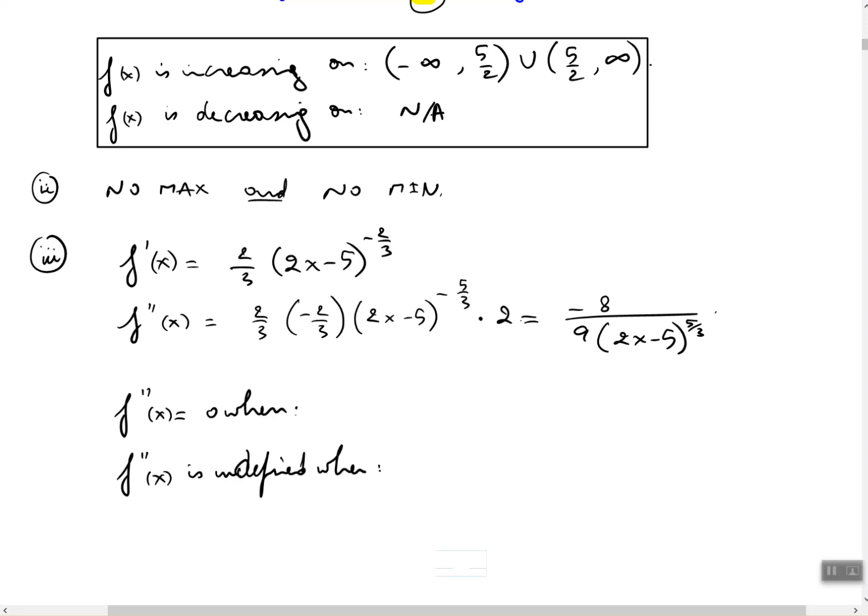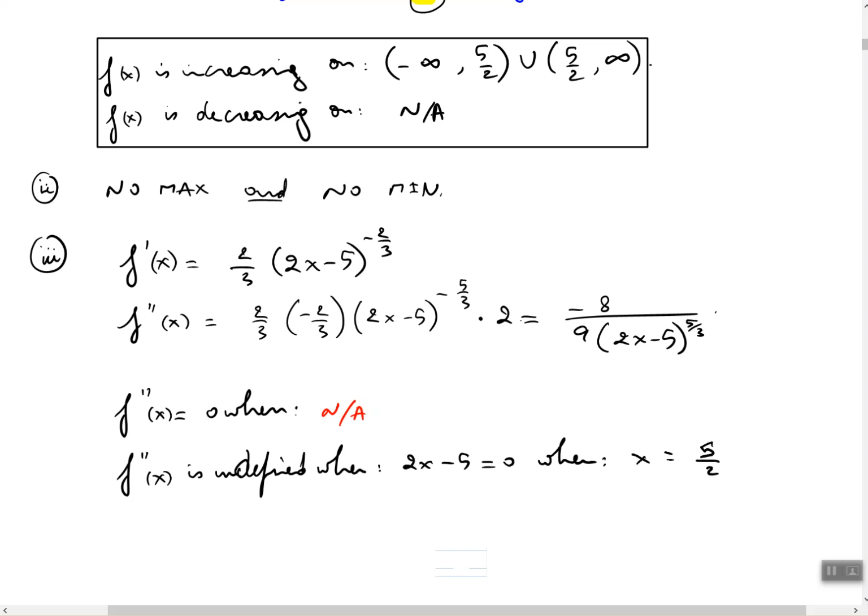So the f double prime cannot be 0 because there's nothing on the numerator that can become 0. Negative 8 is always going to be negative 8. So again, no solution for that problem. Whereas for the undefined part, to become undefined, we need the denominator to be 0. And for that to be 0, we need 2x minus 5 to be 0. And this happens when x is equal to 5/2.